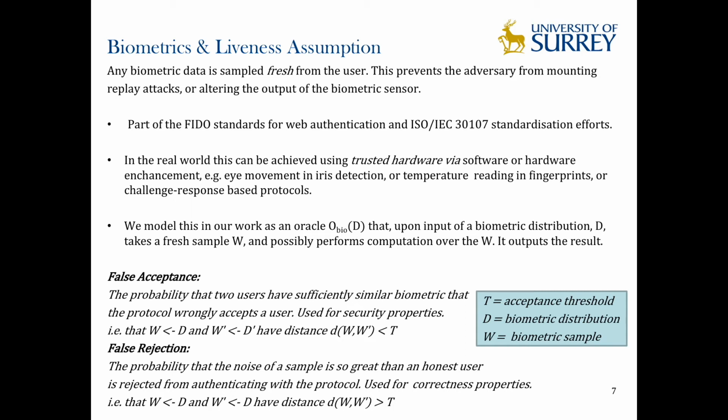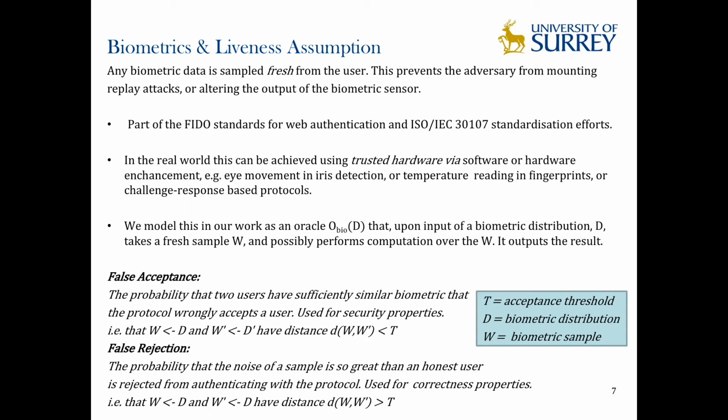To overcome biometric data secrecy, many practical applications for biometric authentication rely on mechanisms to check for the physical presence of the user. This can be enforced in practice with techniques such as software enhancement, e.g. pupil and eye movement in iris detection, hardware enhancements such as temperature or pulse, or via challenge response protocols, which could be facial expressions. This is known as the liveness assumption and has been adopted in e-passports as well as recent FIDO standards for web authentication and forms part of the ISO standards for biometric presentation attack detection. We note that realizing the liveness assumption will require some form of trusted hardware.